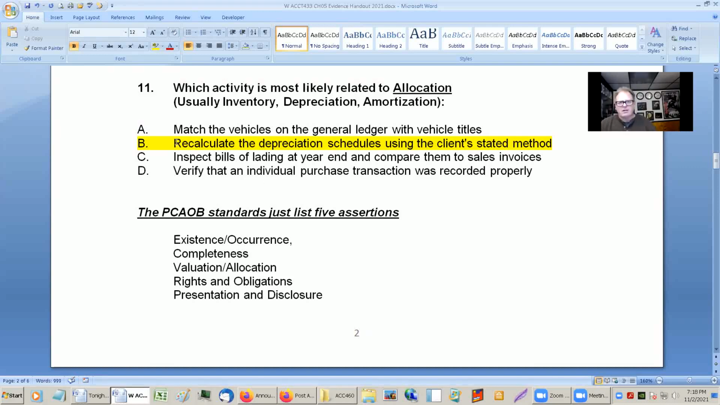Usually things like inventory, depreciation, amortization, those are things that get allocated. For example, if you buy inventory and you pay the shipping charges, that gets allocated to that inventory. You take the shipping charges and somehow divvy it up so that it gets put into the inventory. There's other allocations too, and depreciation is an allocation. It says, okay, this machine is going to cost us so much over 5 years. How much is it each year? That sort of thing. So it's an allocation.